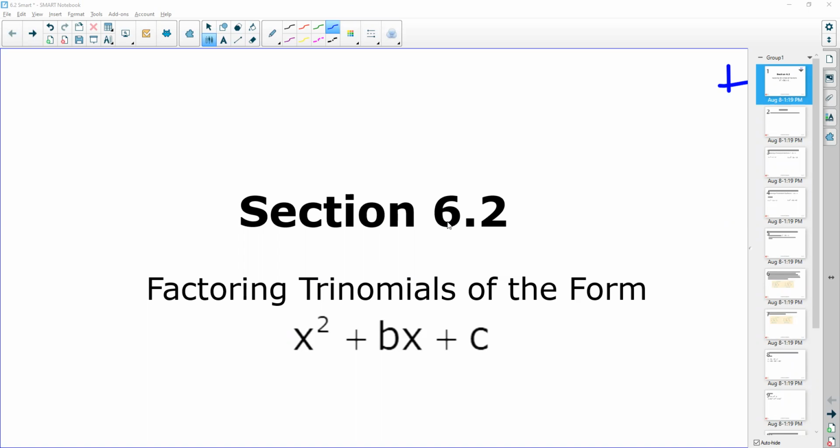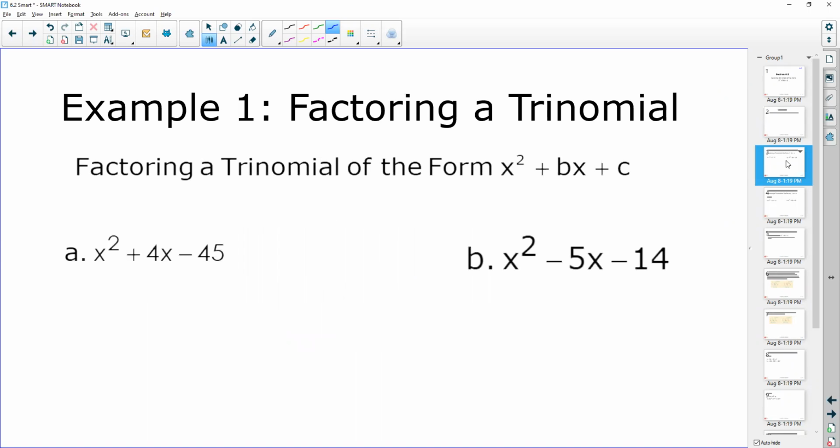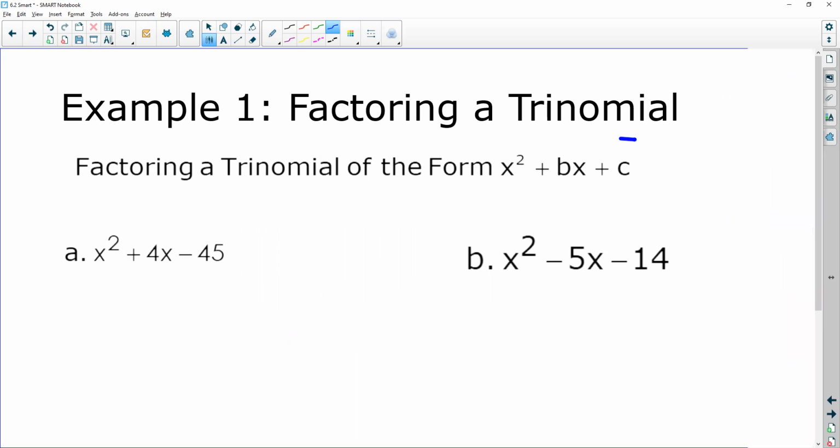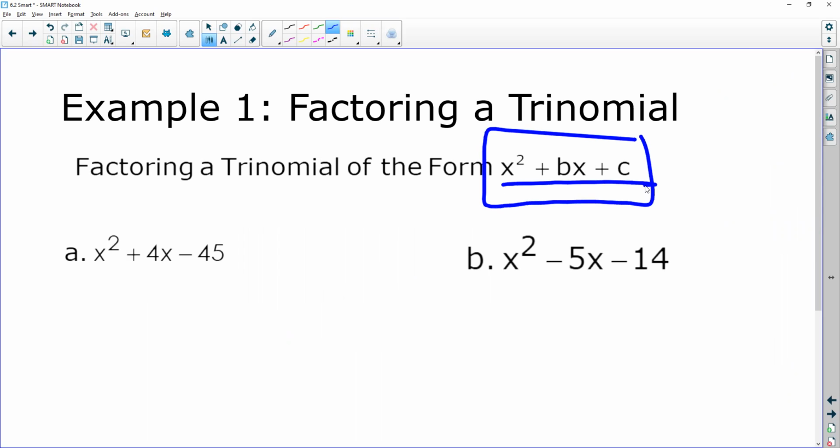Hi all, these are the notes for 6.2, which is factoring trinomials that are x squared plus bx plus c. All right, so we're going to look at a couple of important things here. The first thought is that whenever we factor a trinomial of this form, it needs to be in standard form first. This is the standard form, x squared plus bx plus c. If it doesn't look like that, it needs to look like that before you start messing with it, because otherwise we're stuck.